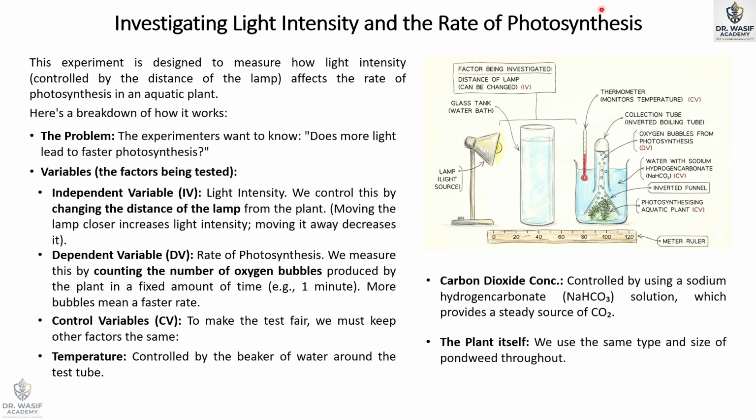Here we shall use the same piece of pondweed for every measurement to ensure the surface area remains the same. By keeping these factors the same, we know that any change in bubbles is strictly due to the light. Why light? Because there are three factors: light, temperature, and carbon dioxide. We are keeping temperature and carbon dioxide constant. There will be no change in temperature or carbon dioxide, but we shall change the light intensity by moving the lamp away from or closer to the experimental plant.